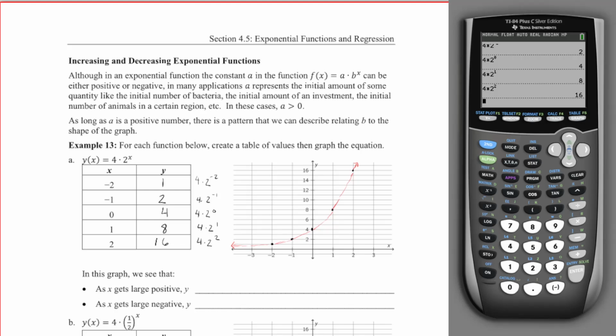As x becomes a large positive number, y gets very large. As x becomes a large negative number, y gets close to 0, but doesn't get there. Right, again, y can never reach 0. Why? Well, because as we go up rows in this table, we're dividing by 2. And no amount of dividing by 2 is ever going to get us all the way to 0.